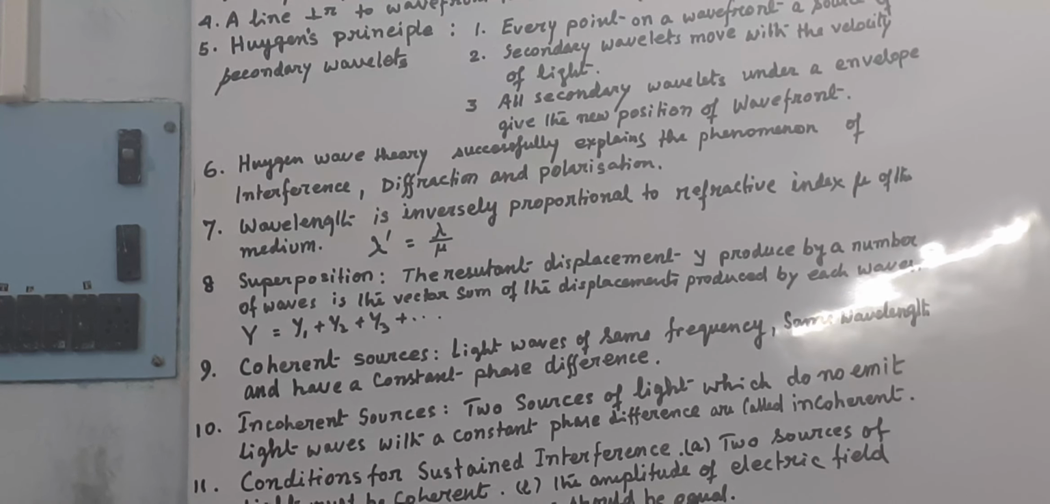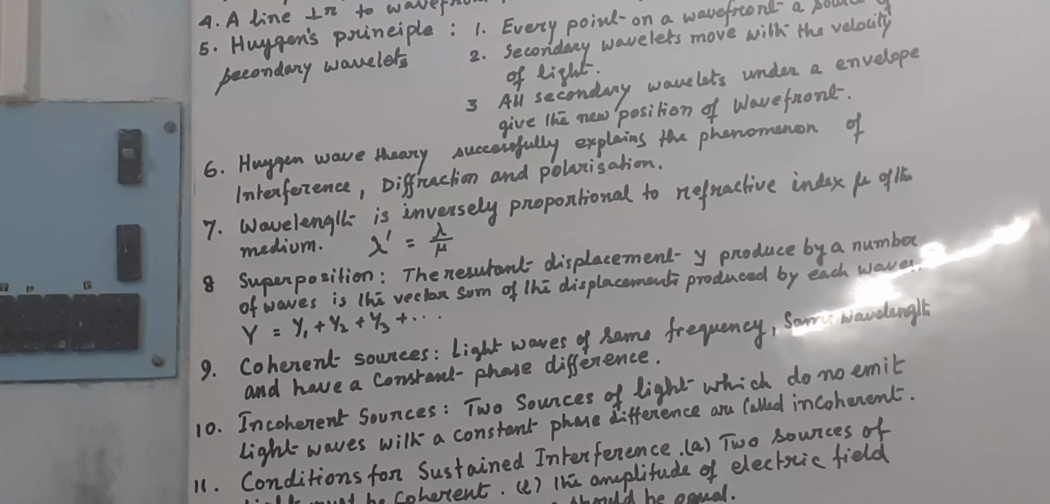Now, come to what is superposition. The resultant displacement y produced by a number of waves is the vector sum of the displacements produced by each wave, that is, y equals y1 plus y2 plus y3 and so on.